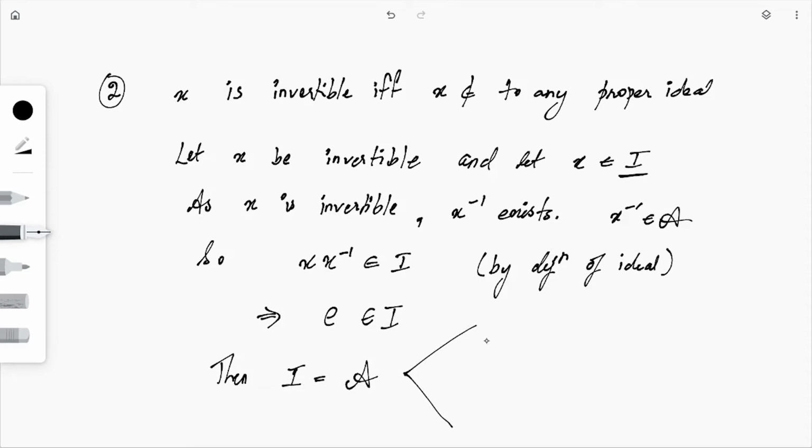If E is an element of I, for every x an element of script A, x into E should be an element of I by definition of an ideal. So this implies x is an element of I. So script A is contained in I and I is already contained in script A, so we get I is equal to script A. So if x is invertible, then E is an element of I, and so I is equal to script A, and therefore I is not a proper ideal. Okay, so if x is invertible, x does not belong to any proper ideal.